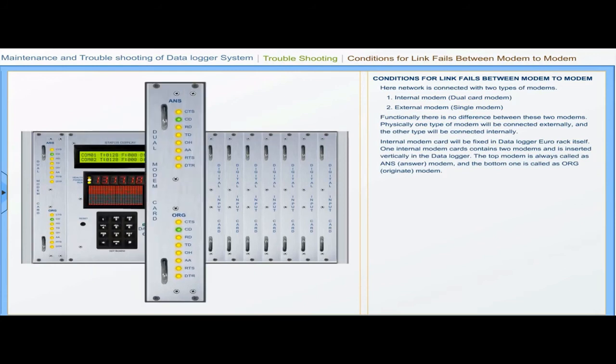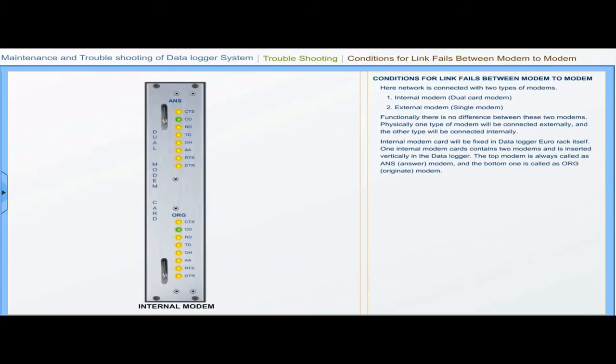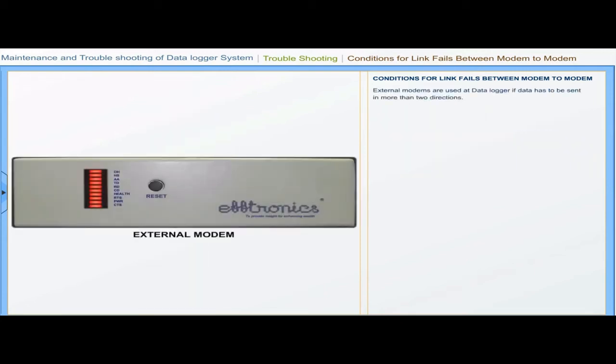Internal modem card will be fixed in the data logger Euro rack itself. One internal modem card contains two modems and is inserted vertically in the data logger. The top modem is always called ANS, answer modem, and the bottom one is called ORG, originate modem. External modems are used at the data logger if data has to be sent in more than two directions.